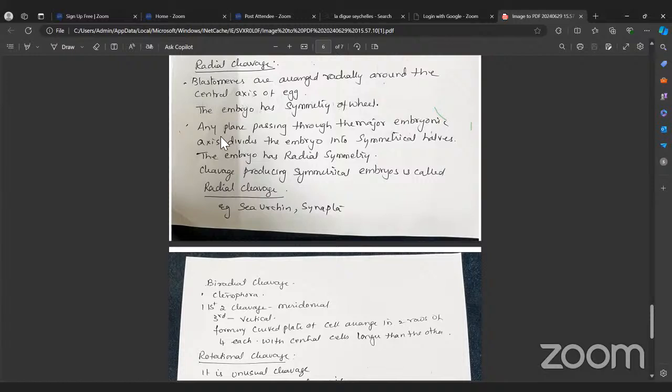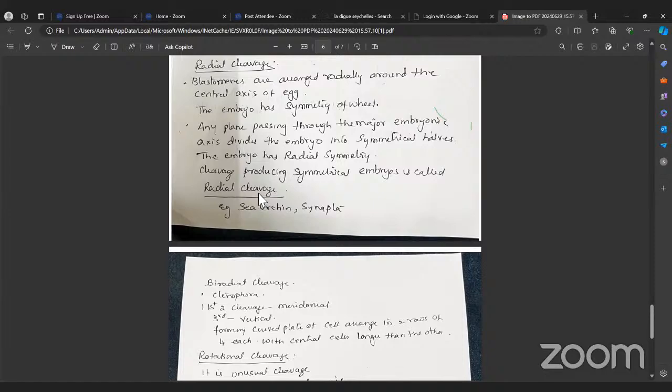Whereas in case of sea urchin, Amphioxus and frog, you see that the third division is not an equal division. It is not at the equatorial plane. It is either above or below the equatorial plane, giving rise to micromeres and macromeres. When this type of cleavage is occurring, it leads to the formation of the blastula stage.